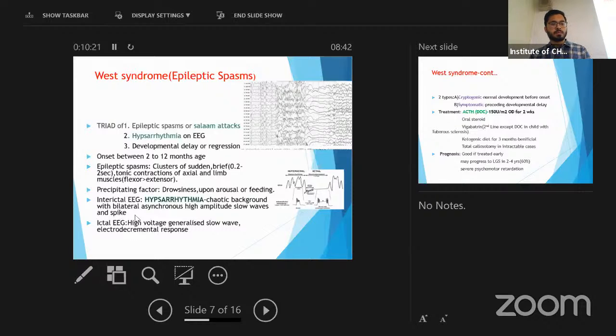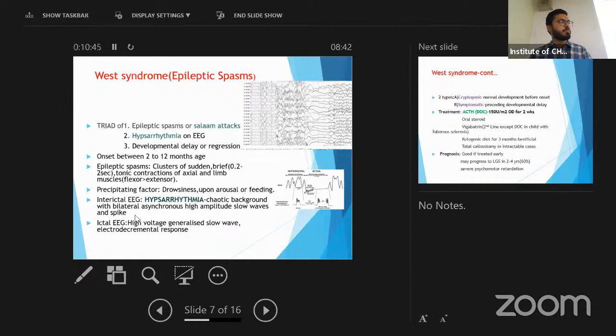What is epileptic spasm? Epileptic spasm is clusters of sudden, brief, less than 2 seconds, tonic contractions of axial and limb muscles. These contractions are more in flexor muscles than the extensors. These clusters are usually 10 to 100 per day. What are the precipitating factors? These are drowsiness or upon arousal from sleep or feeding.